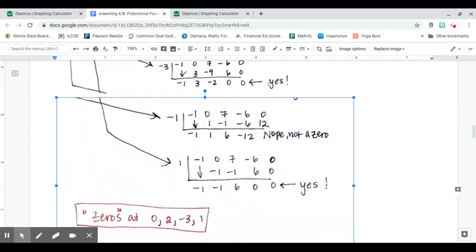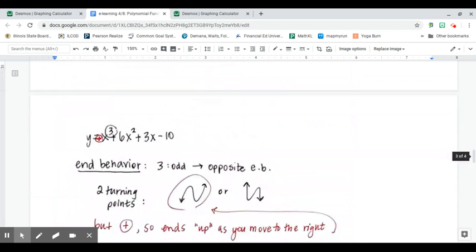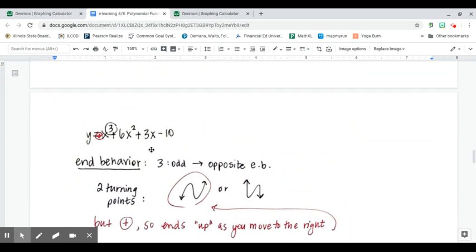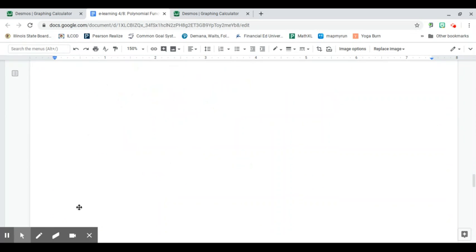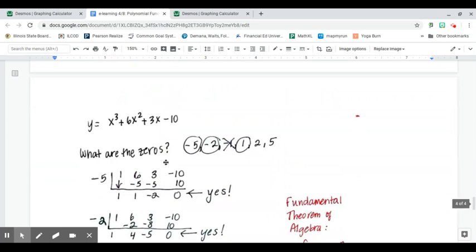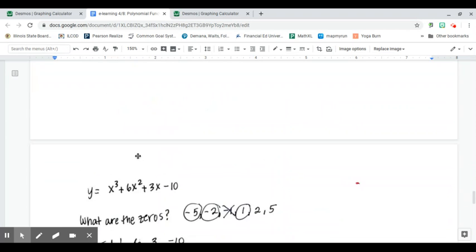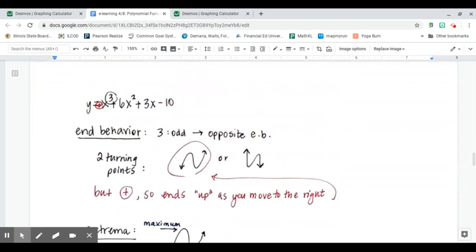All right, let's take a look at one more example. Here I have y equals x to the third plus 6x squared plus 3x minus 10. We're going to talk about end behavior. We're going to talk about extrema. And then we're going to take a look at where we're going to cross through the x-axis. And then finally, we'll look at the picture, the actual graph.